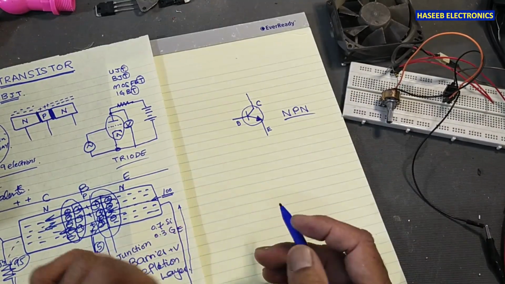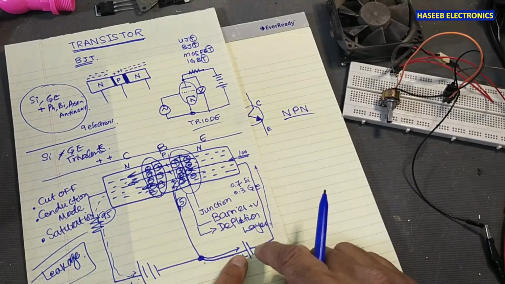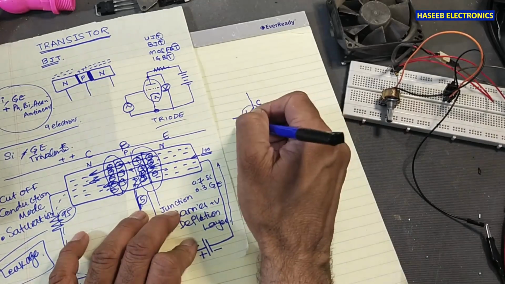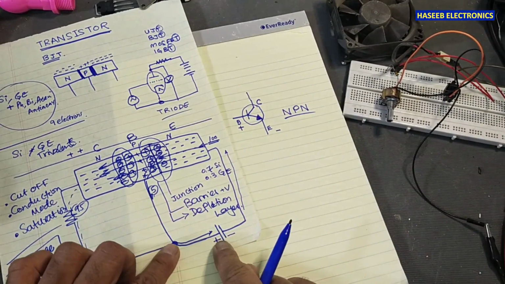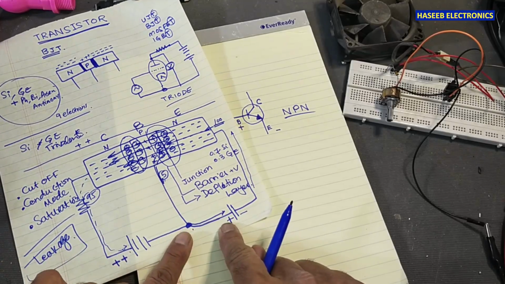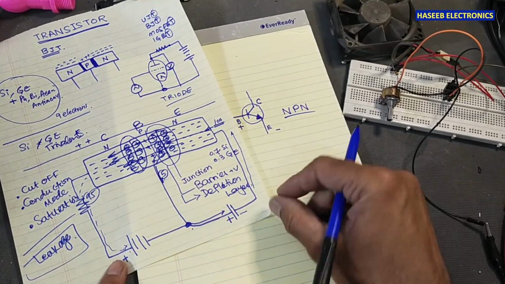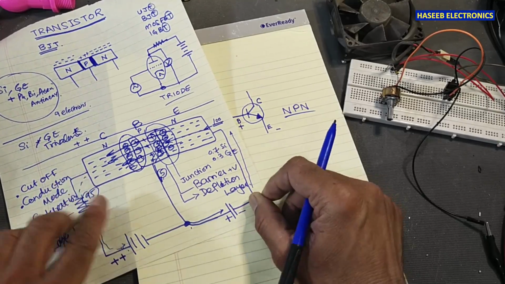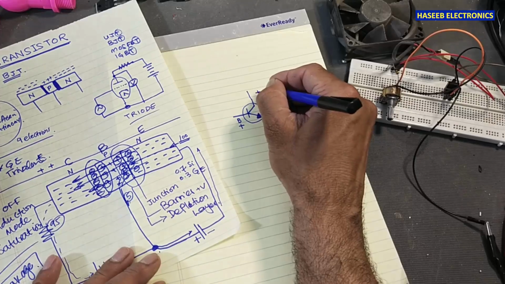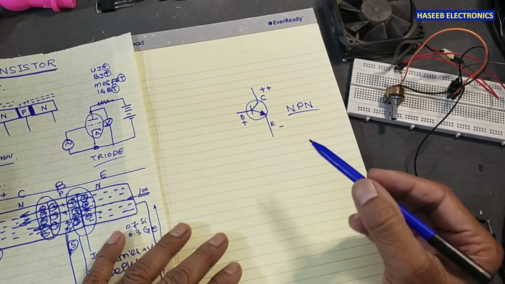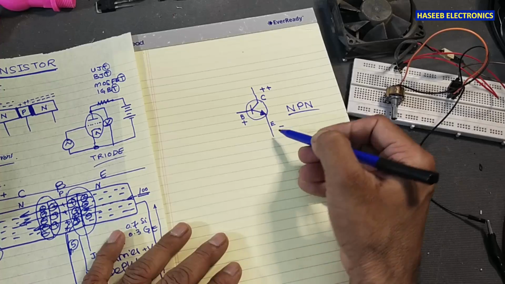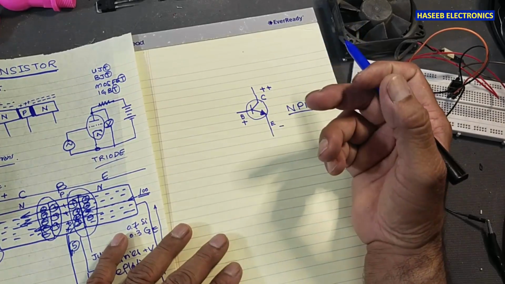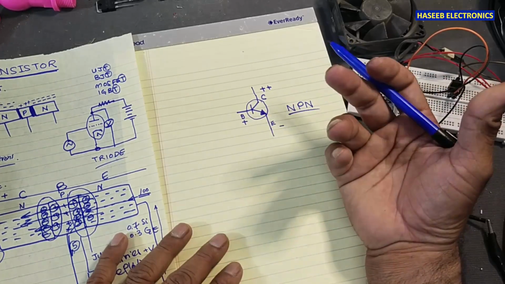In an NPN transistor, we said the emitter is negative, the base is positive with respect to the emitter, but the collector is more positive. So this is the biasing, because it is a current controlling device. This component is used to control the current in any device, in any circuit.